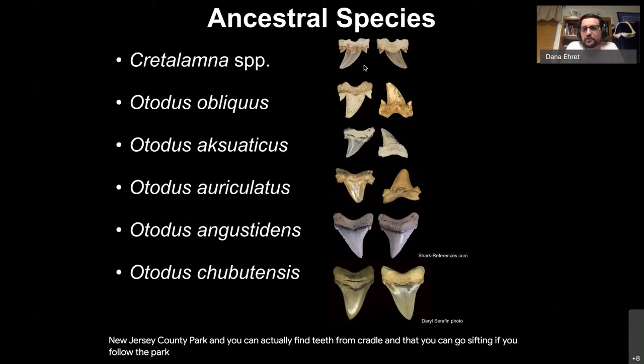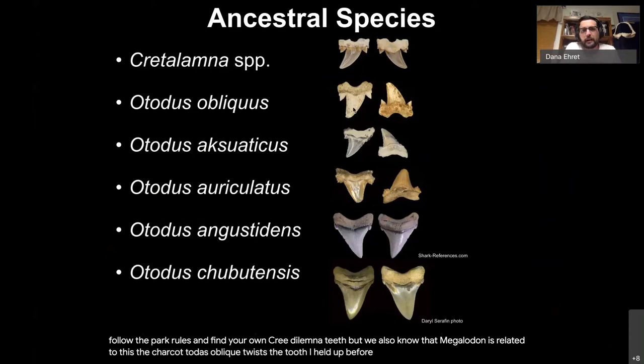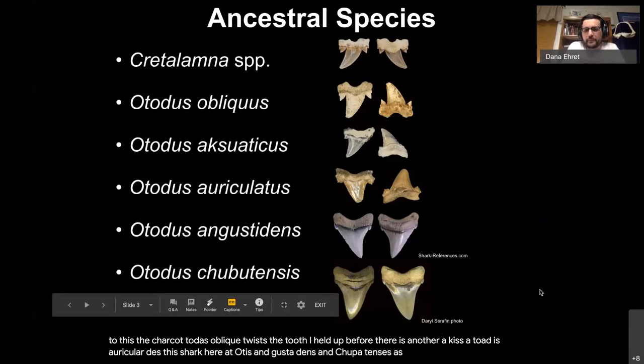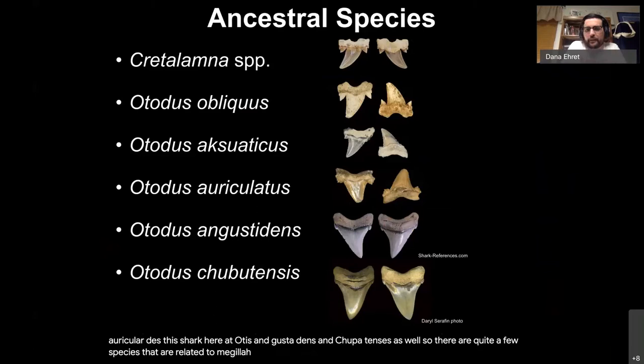But we also know that megalodon is related to this shark Otodus obliquus, the tooth I held up before. There is another shark called Otodus auriculatus. This shark here, Otodus angustidens, and chubutensis as well. So there are quite a few species that are related to megalodon that we find in the fossil record through geologic time. And I'll talk more about those in a little bit.